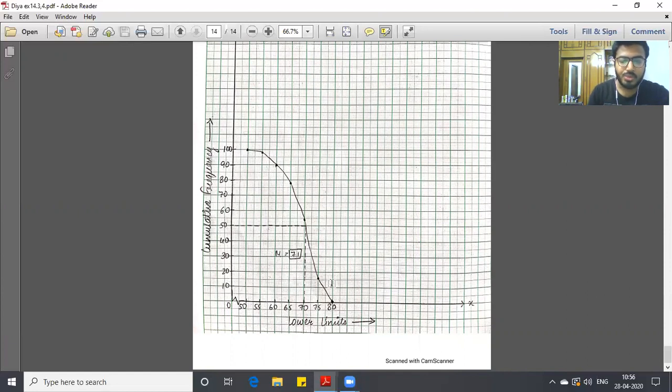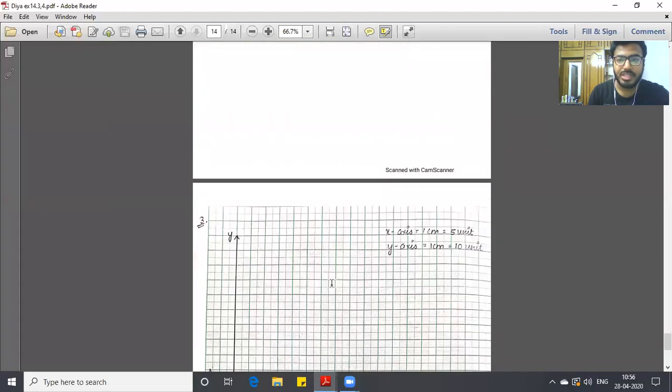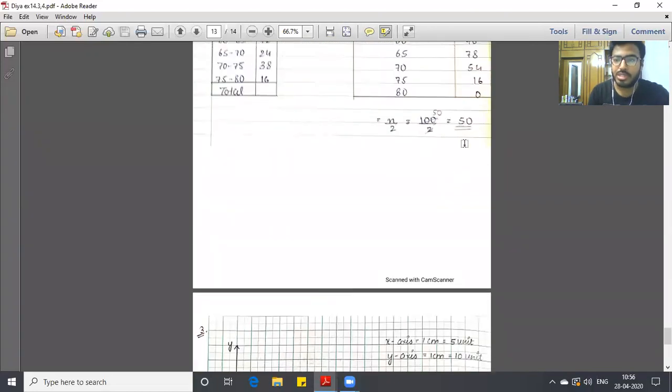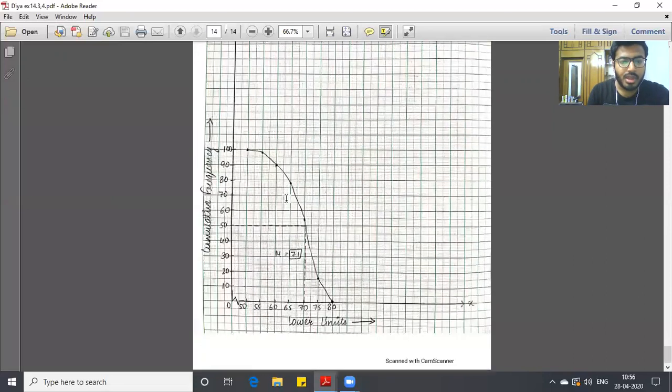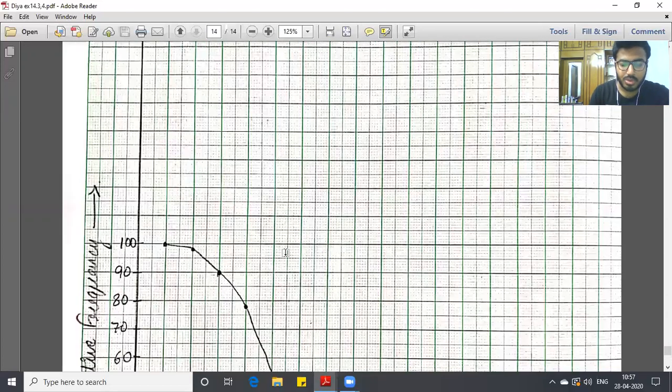Now n by 2 value, we got it as 50. Yes, 100 upon 2 is 50. Now 50 we marked here, from 50 here we draw a straight line, and you get this point, and from here taking down, you get this one, 71. Okay, so 71 is the median. That is how you are calculating the median in a more than type Ogive.